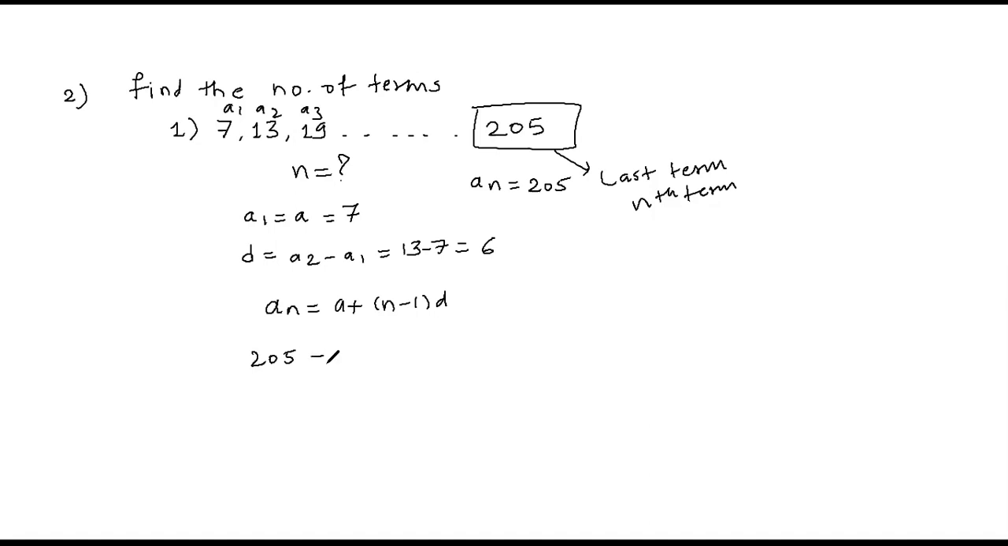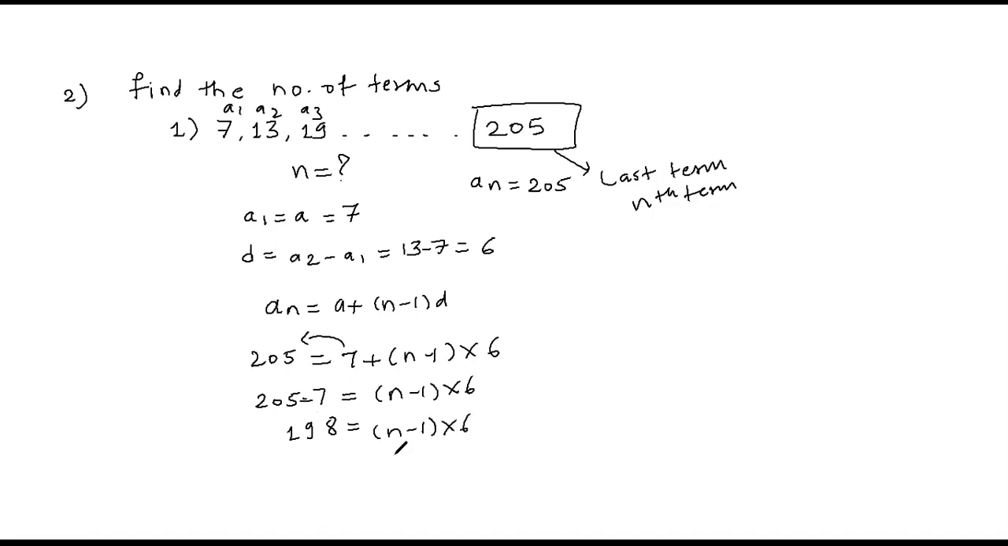So an is equal to 205, a is equal to 7, n we don't know, and d we know, that is 6. You can keep 7 on the left hand side, so it will get subtracted. 205 minus 7 is equal to (n minus 1) into 6. 205 minus 7 is 198, which is equal to (n minus 1) into 6. Now the 6 will go in the denominator, that is 198 divided by 6 is equal to n minus 1. Once you solve this, you will get n minus 1 is equal to 33.